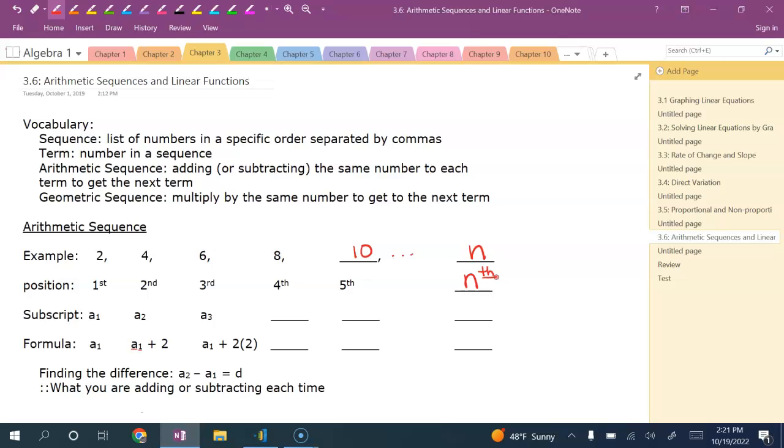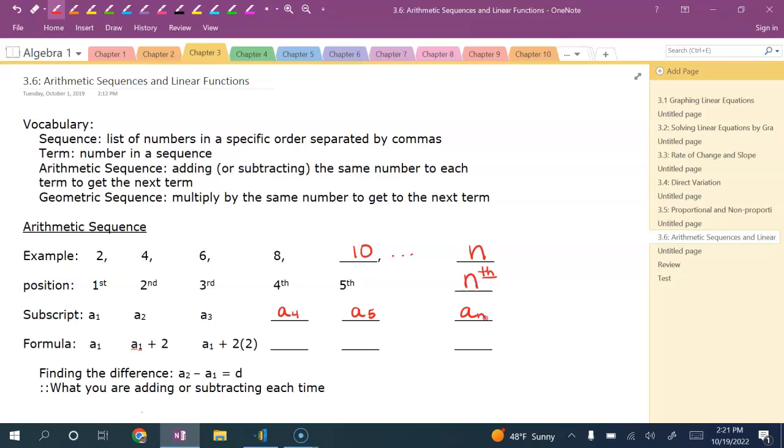Now, subscript would be just another way of thinking about where the term is at in the sequence. So you can see the first one is A with a little 1. Then we've got A2, A3. So to write the next couple would be A4 and A5. And to write one that comes beyond that would be A to the N. Again, signifying the nth term, the ones that we don't see.